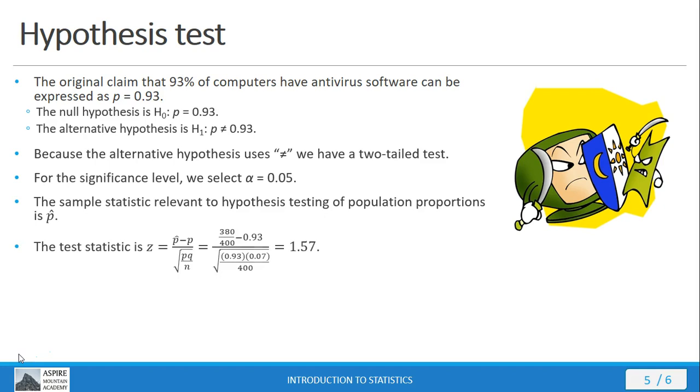We can calculate our test statistic by applying our formula. There's that equation that we saw earlier, and we plug in the values that we have. We know there are 380 computers that have the antivirus software installed out of 400. The claim is 93%, so that's going to go in for p. And then q is going to be the complement of that, so we subtract that from 1 to get 0.07. And again, sample size is 400. We punch all this out on the calculator, and out comes 1.57. That is our test statistic.